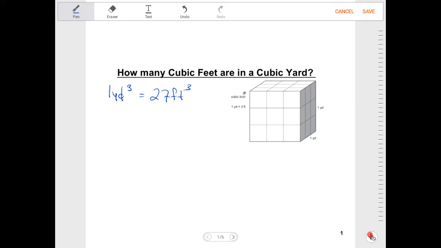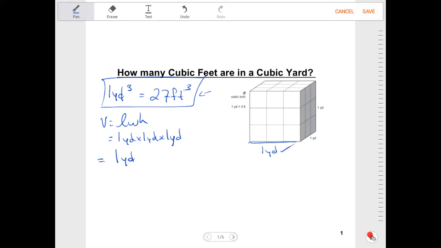So what do we have here? This appears to be 1 yard in each direction. So how would you figure out the volume of that cube? Let's put that aside for a second, just this part. Volume is length, width, and height. So this is like saying 1 yard times 1 yard times 1 yard. That would be 1 yard, and how many dimensions? 1, 2, 3.